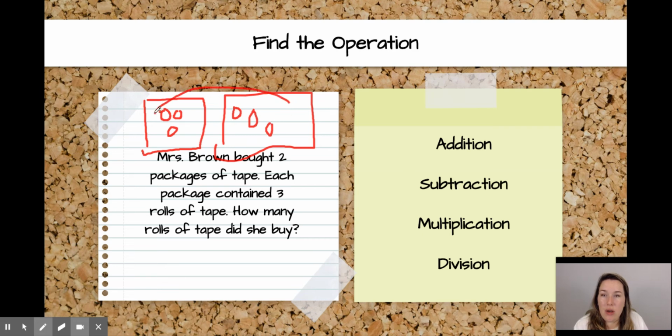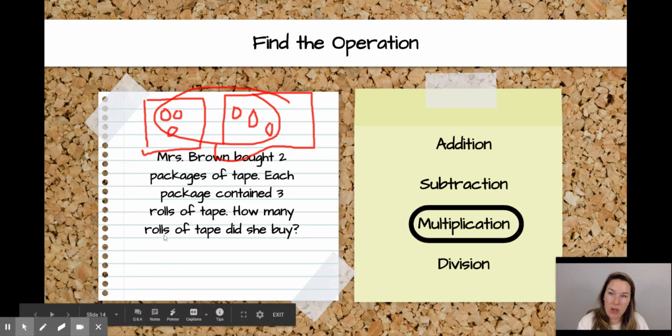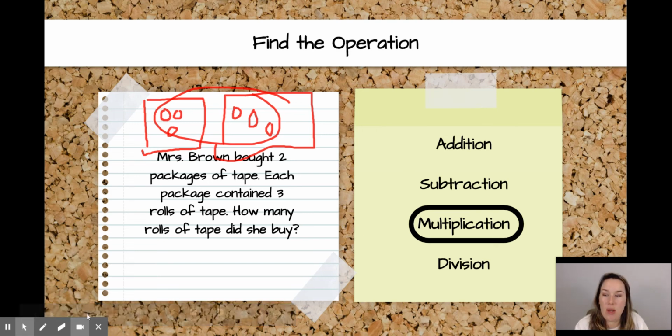Well, we see that we're trying to figure out how many rolls of tape there are in that entire picture, or both of the boxes or both of the packages of tape. And because we're trying to figure out how many pieces there are in all, or how many rolls of tape there are in all, this is going to be a multiplication question because we have 2 equal groups and we're trying to figure out how many items are in both of those groups.